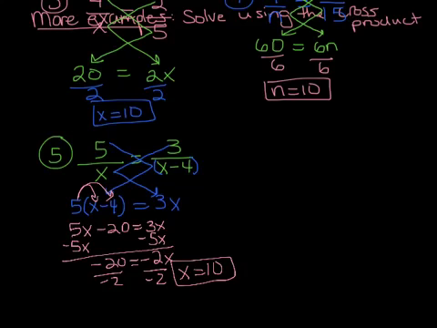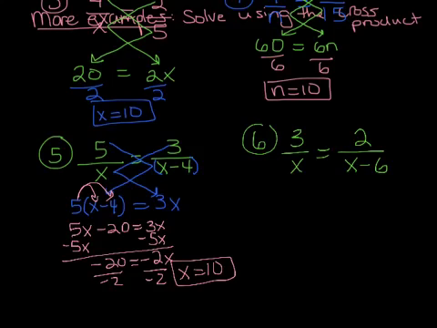It happened completely randomly. So for number 6, I would like you to see if you can do this problem on your own. I have 3 over x equals 2 over x minus 6. Please go ahead and pause. Give it a try.